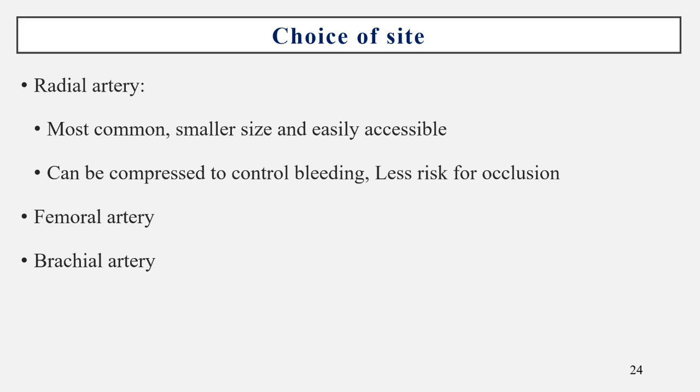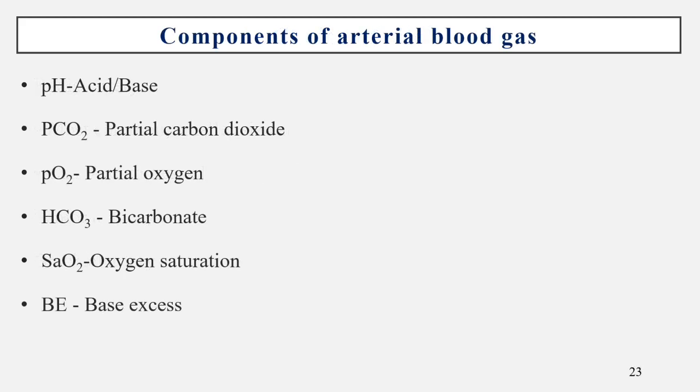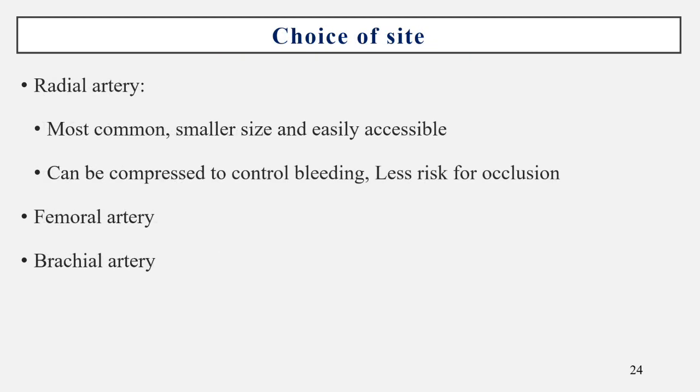Next, coming to the choice of site. First choice is the radial artery. This is the most common site, smaller in size and easily accessible, and it can be compressed to control the bleeding and to decrease the risk of occlusion. And next are the femoral artery and brachial artery. These are the choices of site: radial artery, femoral artery and brachial artery.